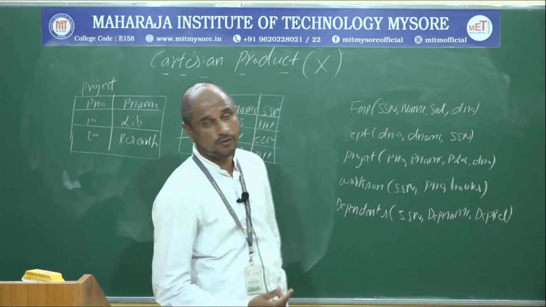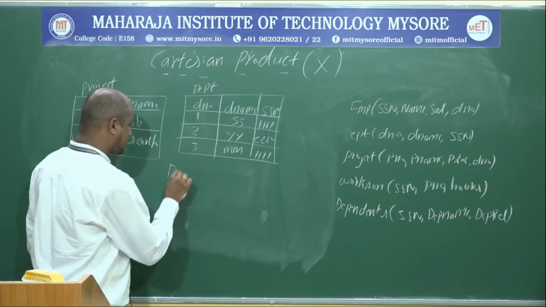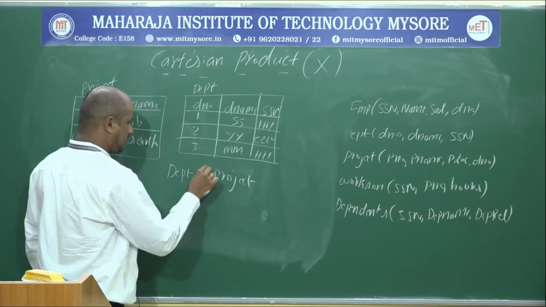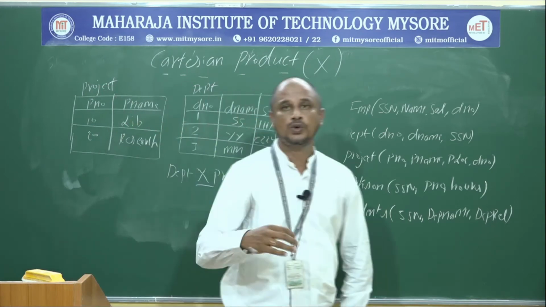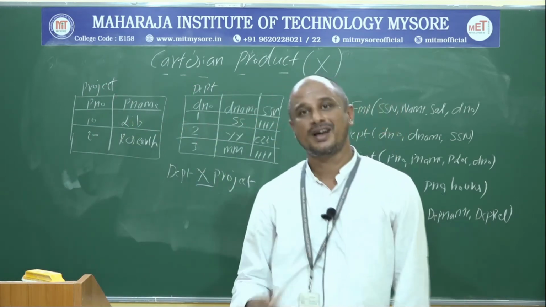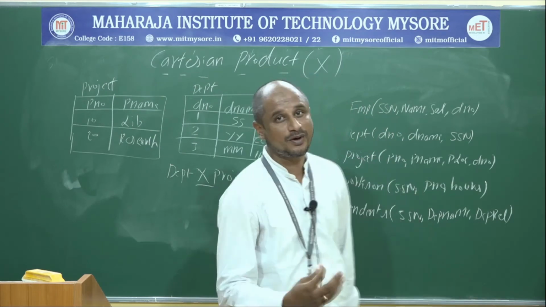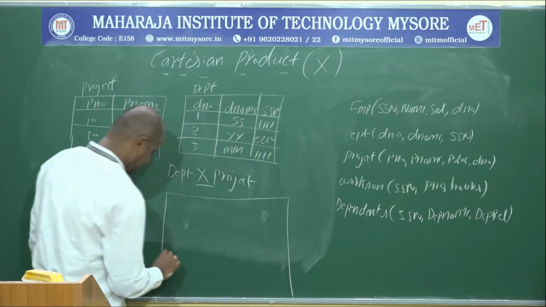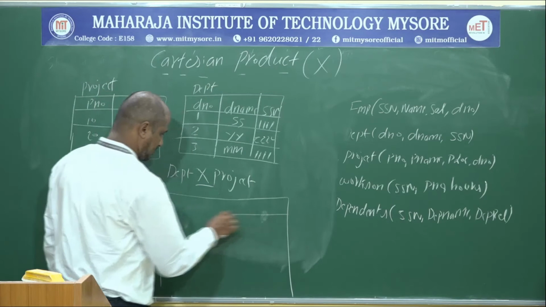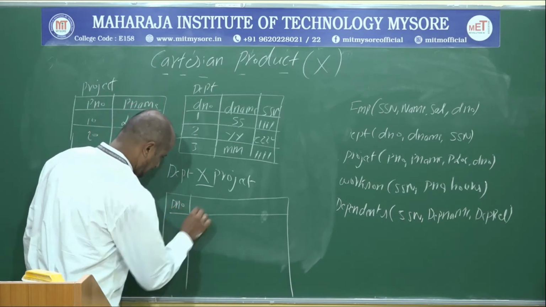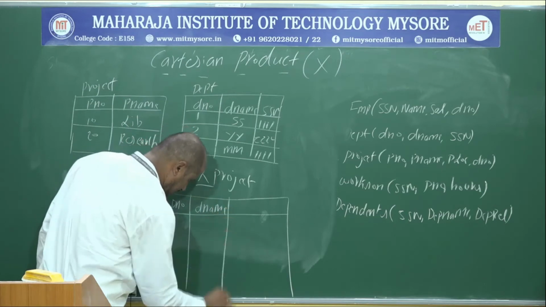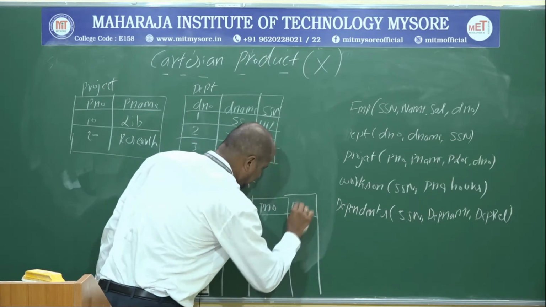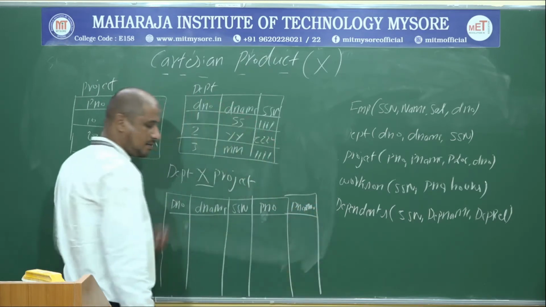My job is to do the Cartesian product of department into project. That is the Cartesian product I want to do for both the tables. So if I write this, the result has D number, D name, SSN, P number, and P name.